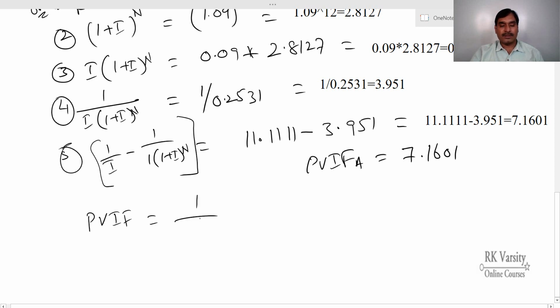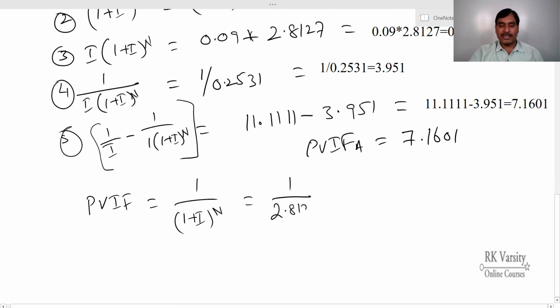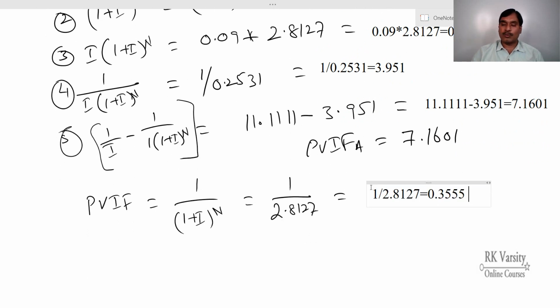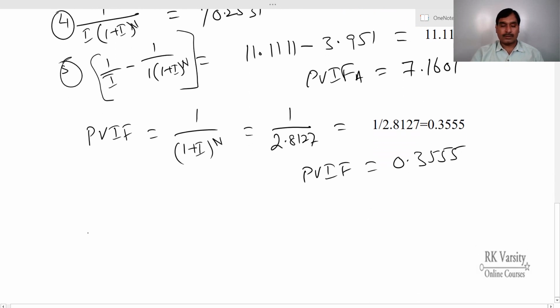Then we need to calculate the present value interest factor. This equals 1 upon (1 plus I) to the power of n. We already calculated the value here, 2.8127. So 1 upon 2.8127 is 0.3555. So this is your present value interest factor, 0.3555.